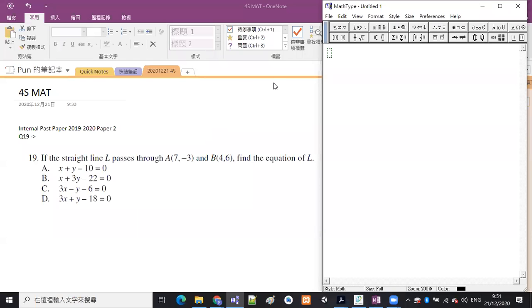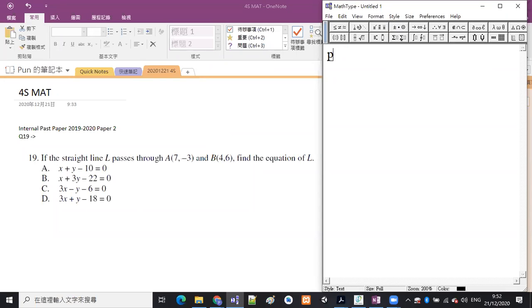Number 19. The straight line L passes through point A and point B. Find the equation of L. If the question asks to find the equation of a straight line, we are going to use the point slope equation approach.